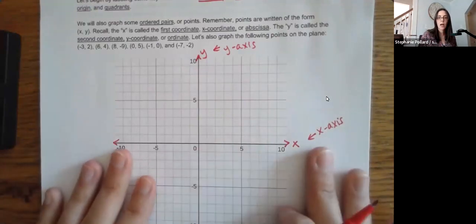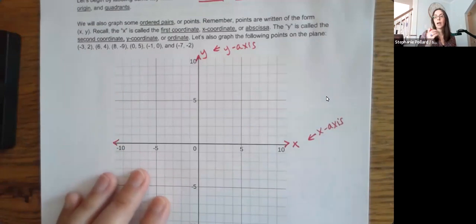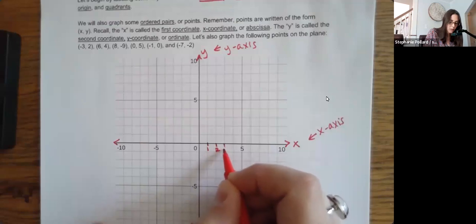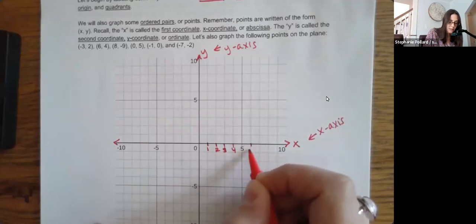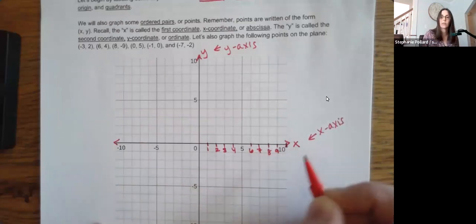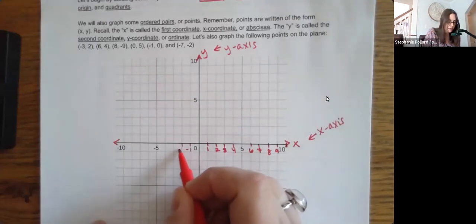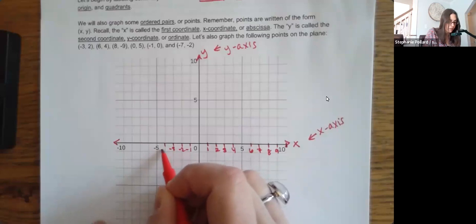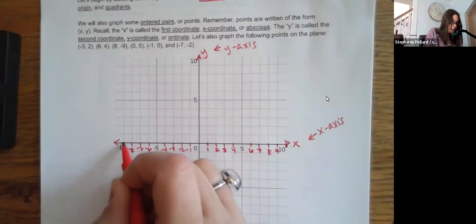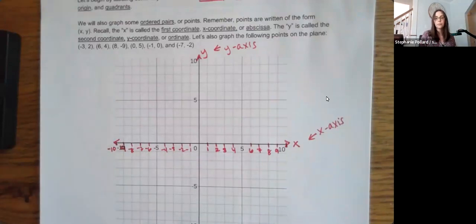On the x-axis, your positive numbers will be on the right and your negative numbers are on the left. In this example, we're counting by units of one. So this would be positive 1, 2, 3, 4, 5, 6, 7, 8. This is 9. 10 is actually over here, so it's a little off on the picture. And then on the left side, we're going negative 1, negative 2, negative 3, negative 4, negative 5, and so on. And again, it's maybe copied a little bit funny, but negative 10 is a little bit further over there.